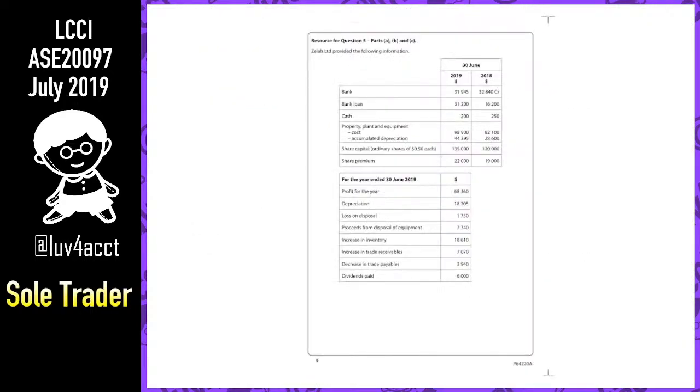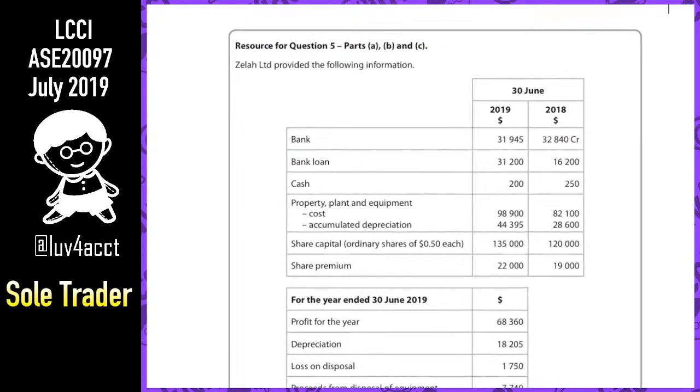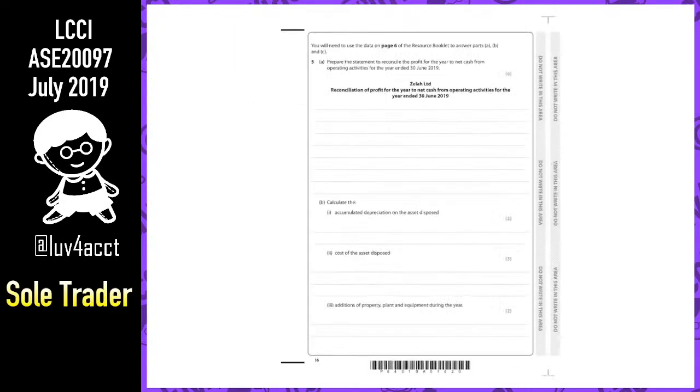Let us go on to question 5. That will be a statement of cash flows. Let's see what is being asked. You have this company giving you the following information. Let's not read it first. The reconciliation of profit to net cash from operating activities, first part. Then you have to calculate a few things: the accumulated depreciation on asset disposed, cost of asset disposed, and also any addition of property, plant, and equipment during the year.